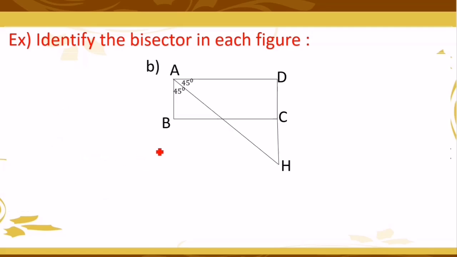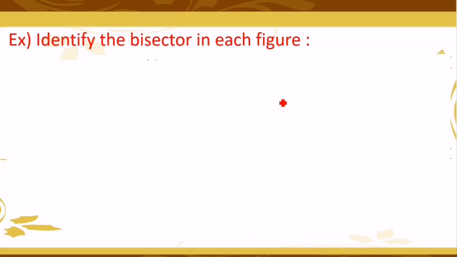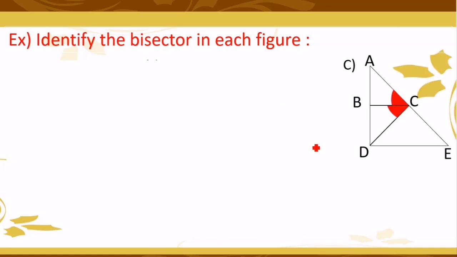Very good. What about this figure? In figure B, we have angle BAH equal to 45 degrees and angle DAH equal to 45 degrees. So the line AH divides the angle BAD into two equal angles. So we can deduce that the line AH is the bisector of angle BAD. Very good. And what about this figure?